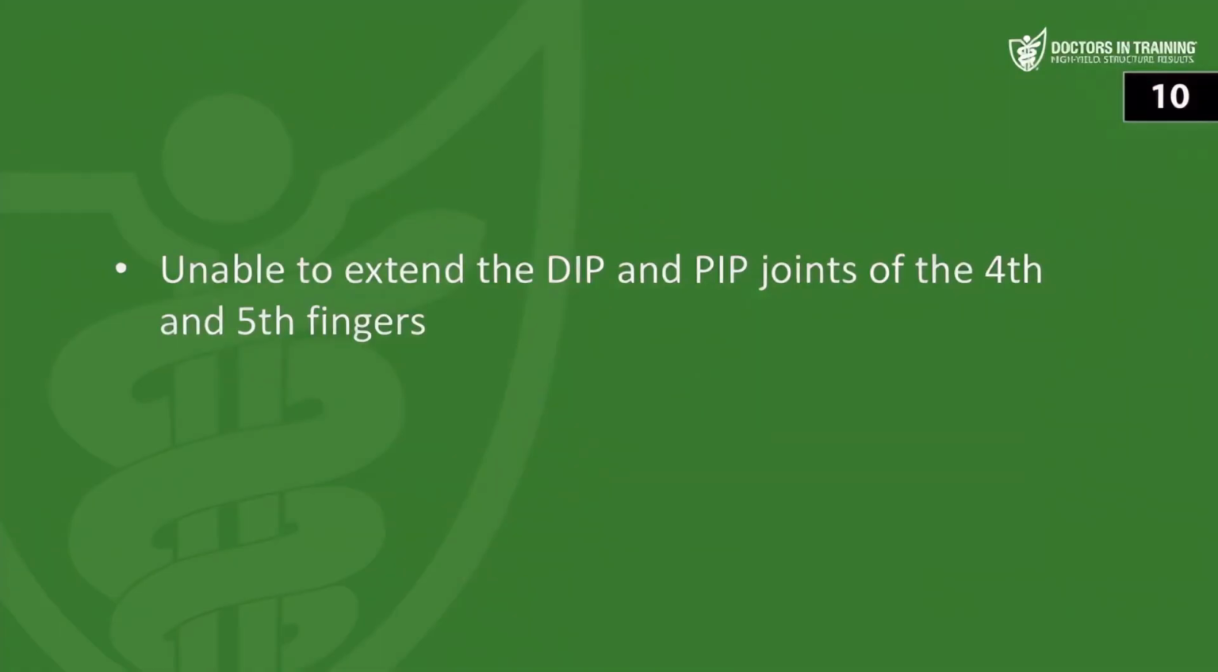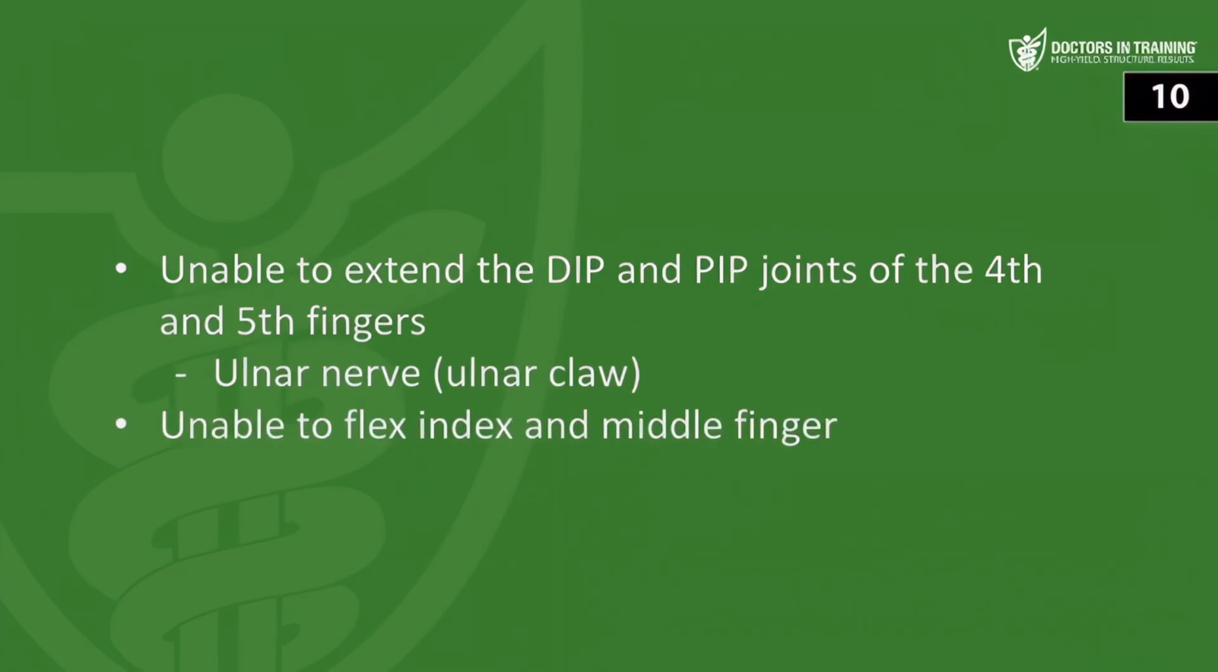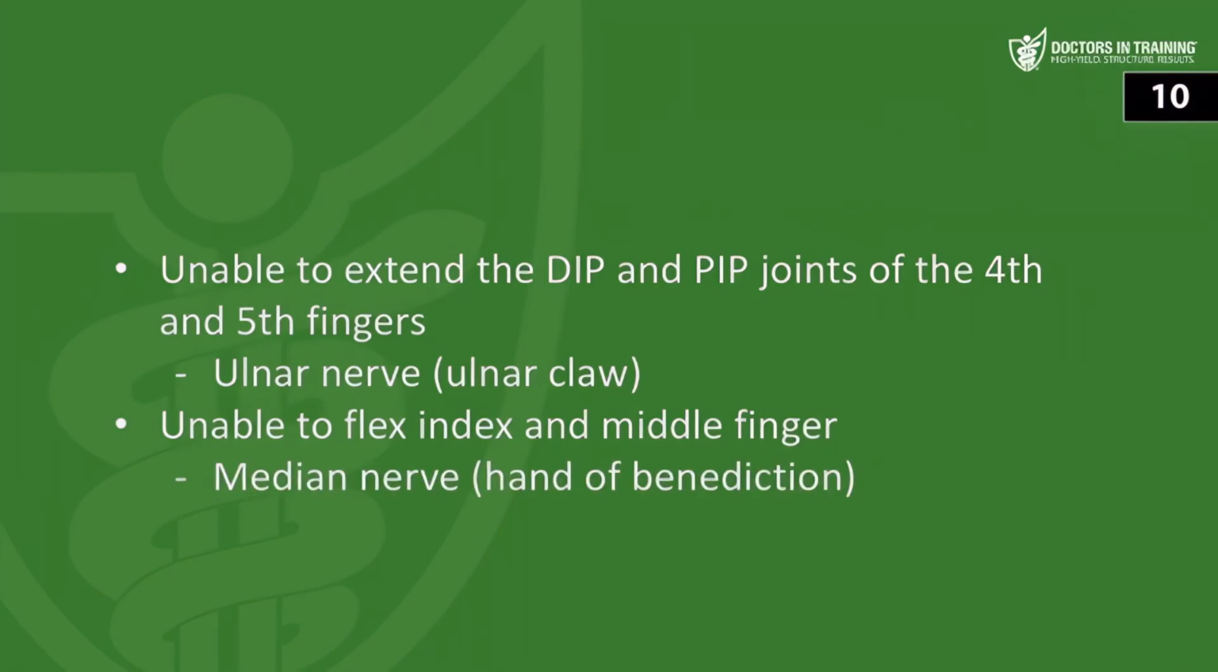First question, what nerve is damaged when a patient presents with the following symptom? And this is of the upper extremity. So first we have unable to fully extend at DIP and PIP, fourth and fifth fingers. Remember, that's going to be the ulnar nerve, and that ends up giving you that ulnar claw. Next, unable to flex index and middle finger. Remember, that's the median nerve, and that's that hand of benediction.